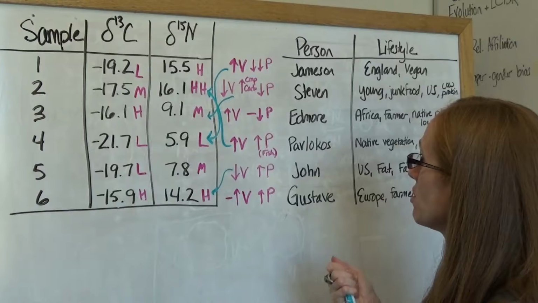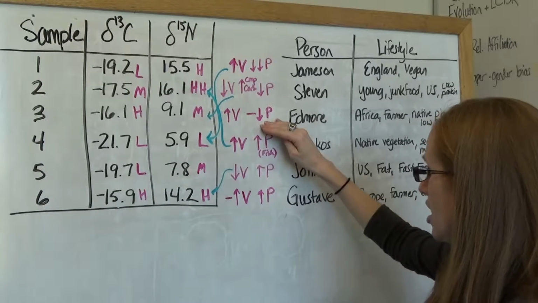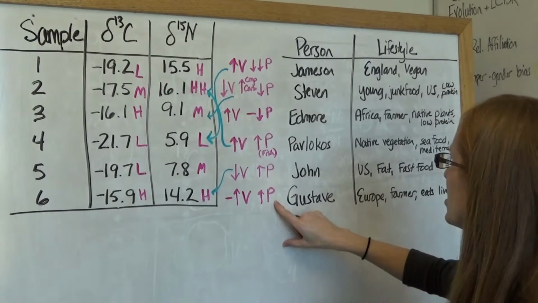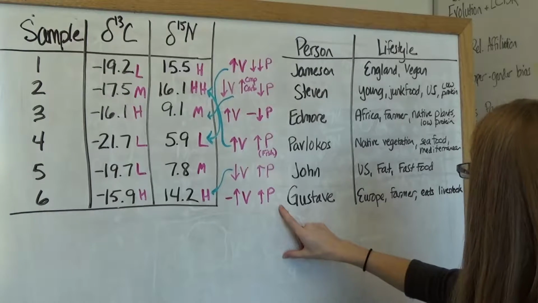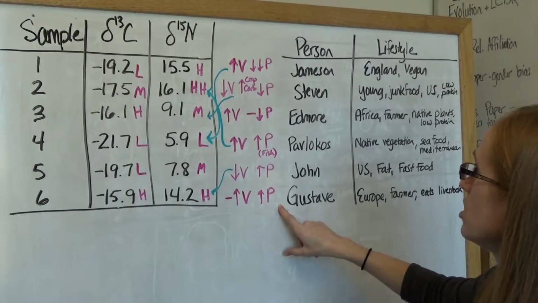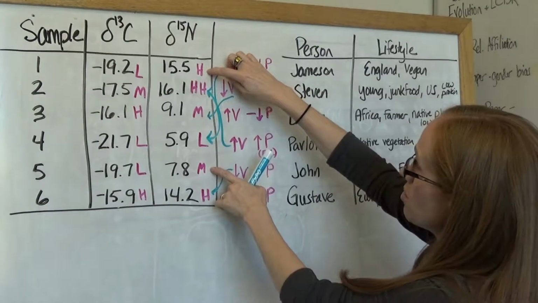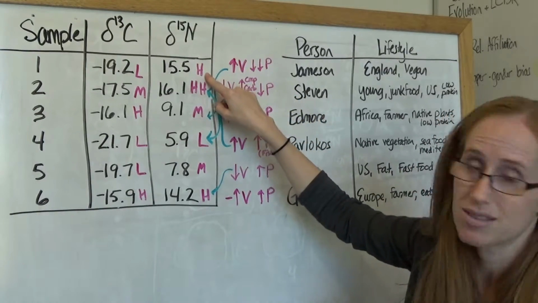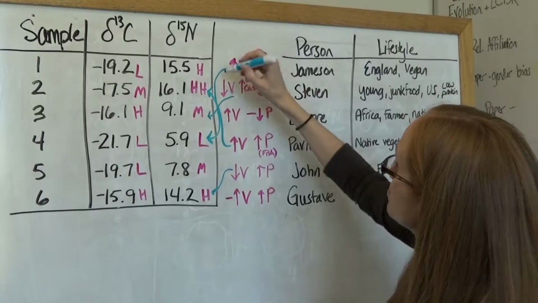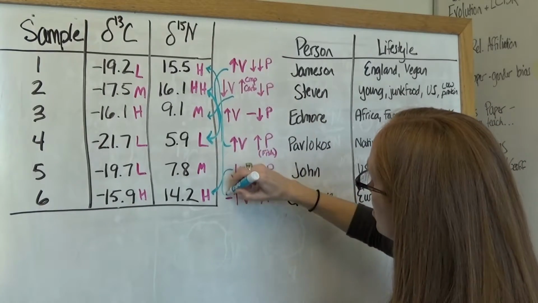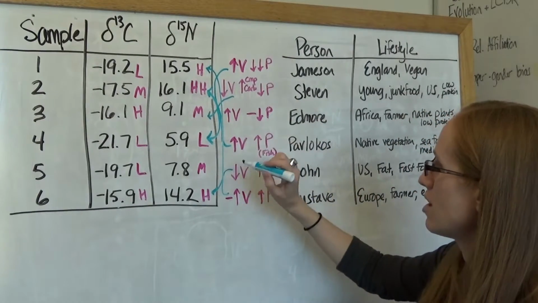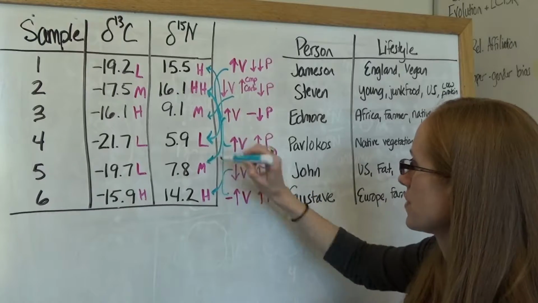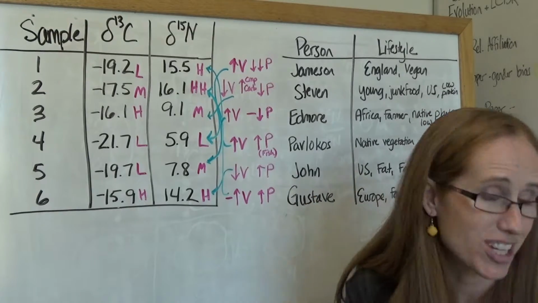Okay, so that leaves Edmore and Gustav. So what's the difference between Edmore and Gustav? Gustav is eating more protein. So of our remaining two, probably the one with the more protein, number one, is Gustav, who's a farmer. Okay. And then Edmore is our last one, and he's right here. Okay, so that should correspond to your key, and it does.